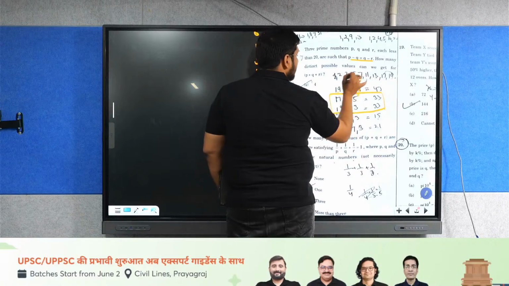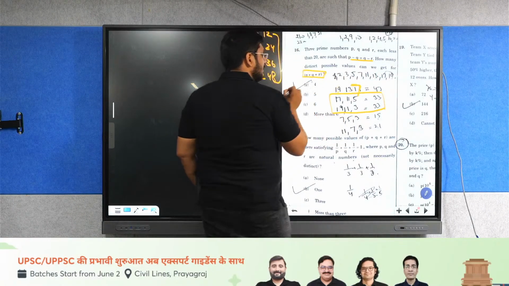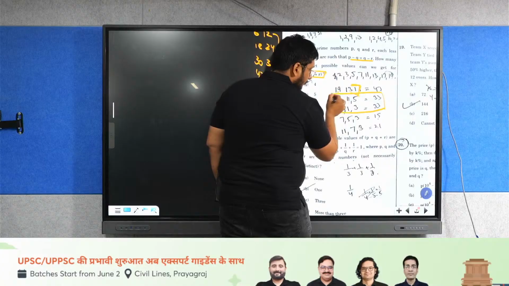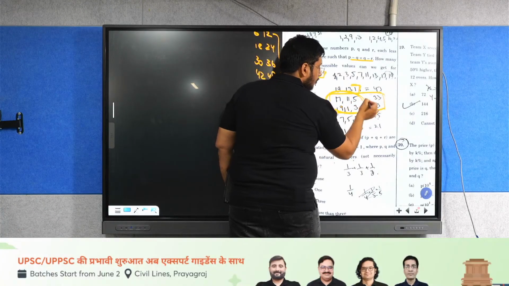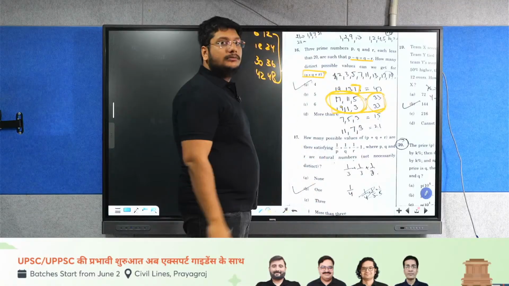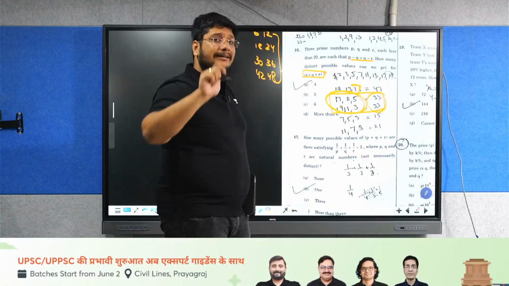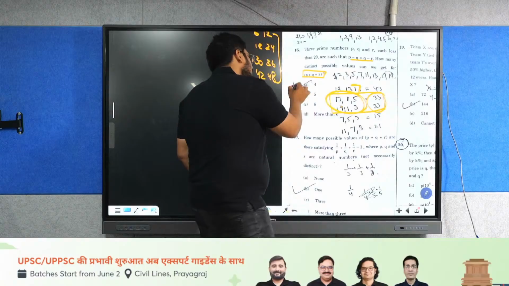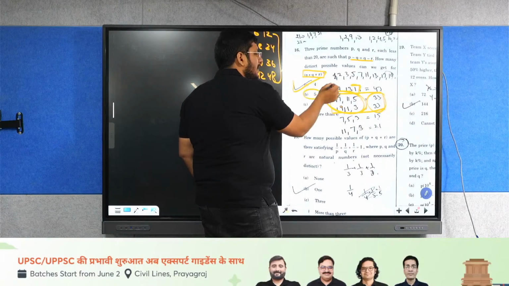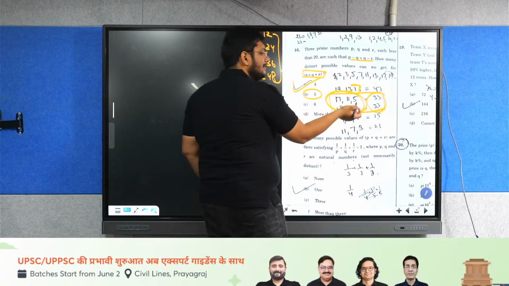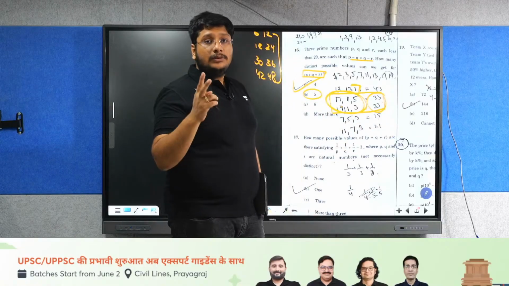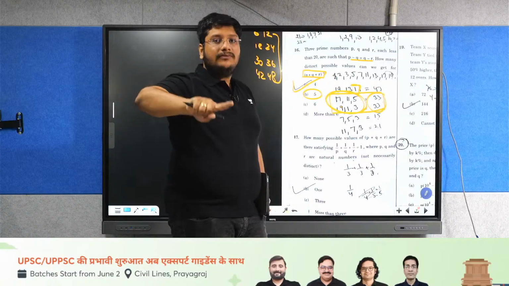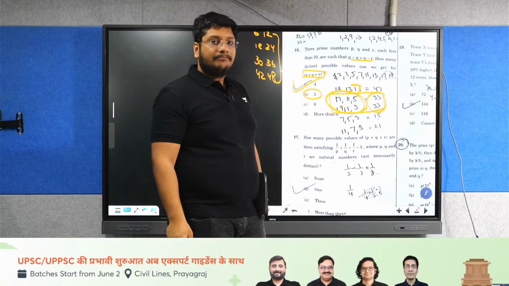But it is asked how many distinct P plus Q plus R we can get. In these two possibilities, 17, 11, 5 and 19, 11, 3, the total turns out to be 33 for both. So only one distinct value will count. So that is why 4. Many students marked 5 because there are 5 cases. It is not asking cases, it is asking sum. And in 2 cases the sum is coming the same, so they will count them as 1 only. Clear?